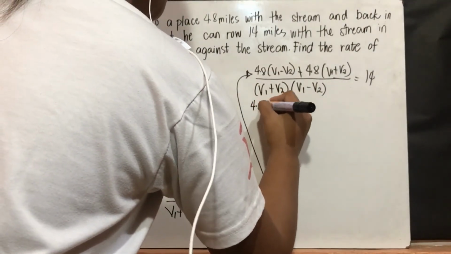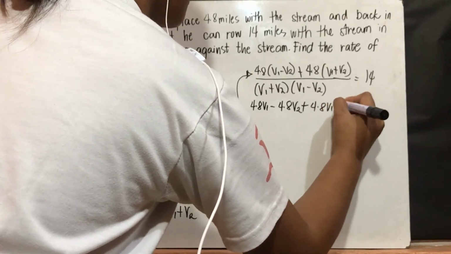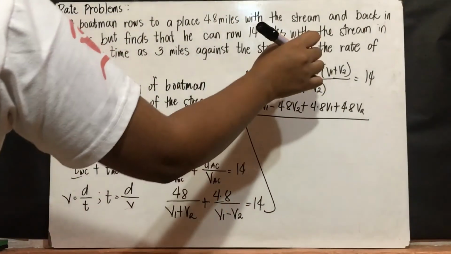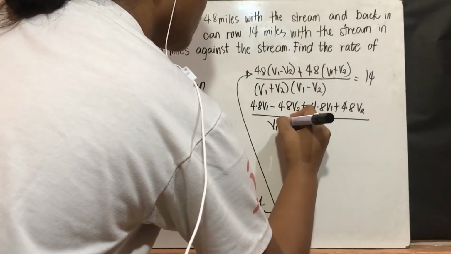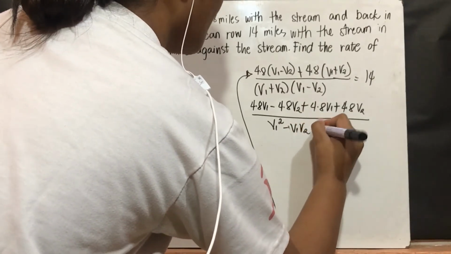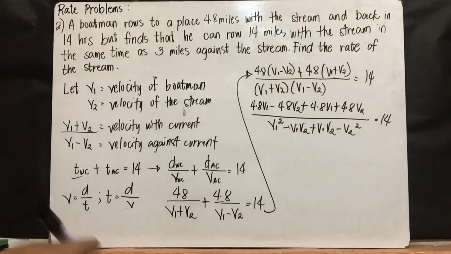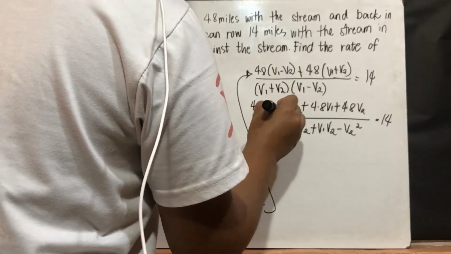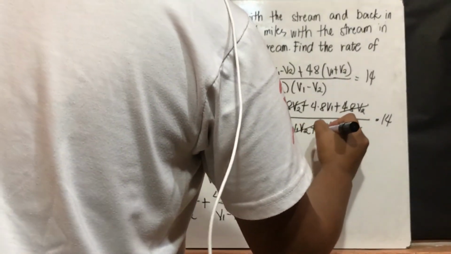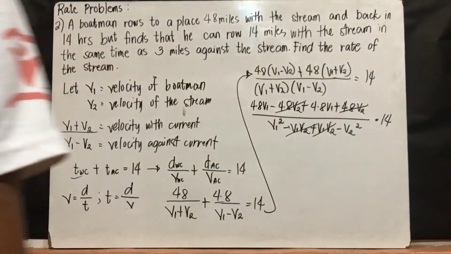distribute natin si 4.8. So, 4.8 V1 minus 4.8 V2 plus 4.8 V1 plus 4.8 V2 over, simplify na rin natin to. We have V1 squared and then minus V1 V2 plus V1 V2 and then minus V2 squared equal to 14. So, pwede nating i-cancel si negative 4.8 V2 and then positive 4.8 V2 as well as si negative V1 V2 and positive V1 V2. So, we will be left with 4.8 V1 plus 4.8 V1.